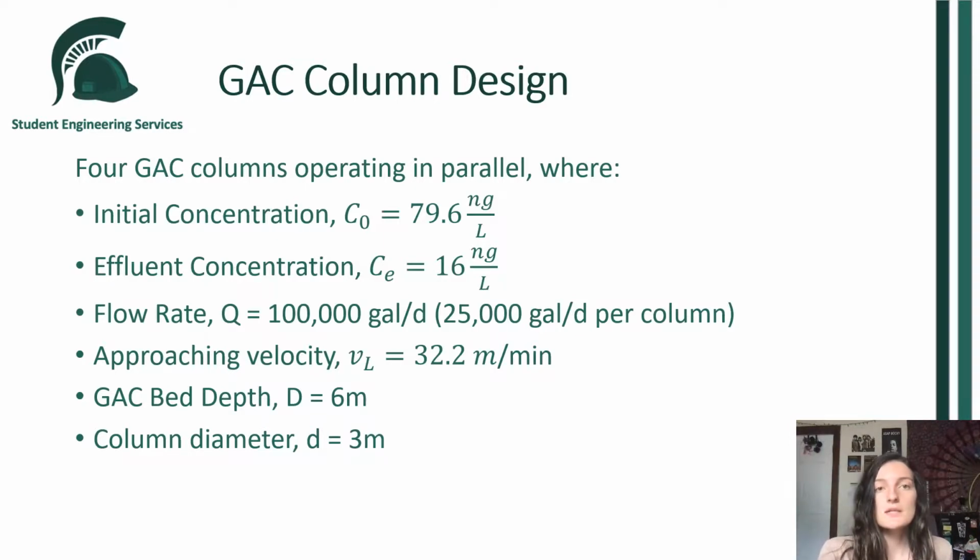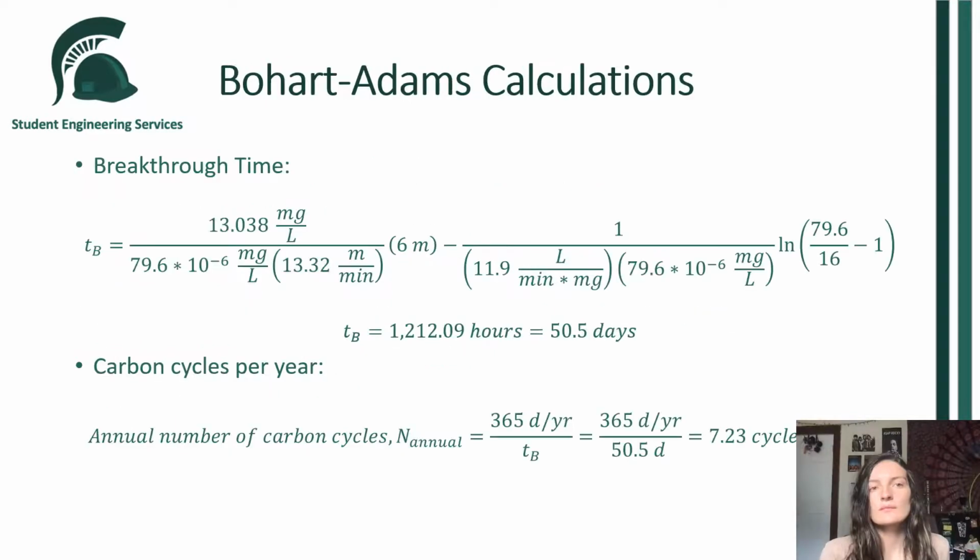The approaching velocity, which can be calculated by dividing the flow rate by the area of the column, was 32.2 meters per minute. A GAC bed depth of 6 meters will be used, and the columns will have a diameter of 3 meters. Since the columns are operating in parallel and have the exact same dimensions, it can be assumed that their performance results will be the same.